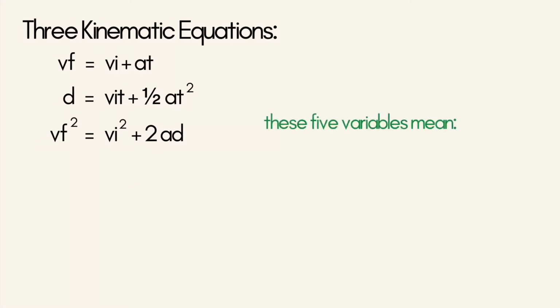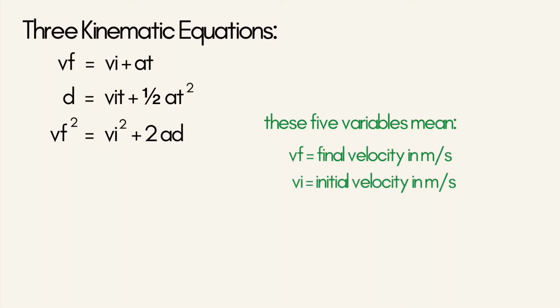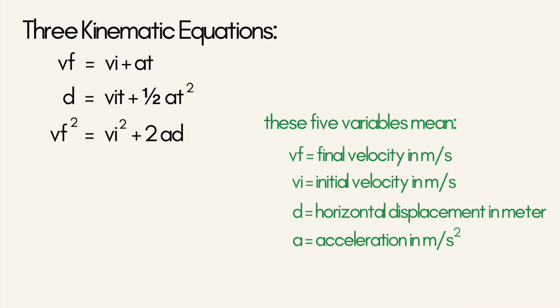These equations have 5 variables, namely Vf stands for the final velocity expressed in meter per second, while Vi stands for the initial velocity. Again, it is expressed in meter per second. D is for the horizontal displacement expressed in meter. A is for acceleration in meter per second squared, and T is for the time elapsed expressed in second.